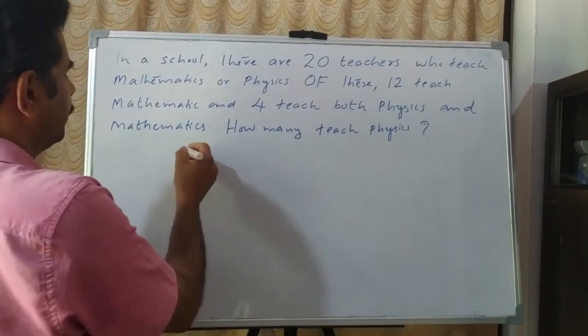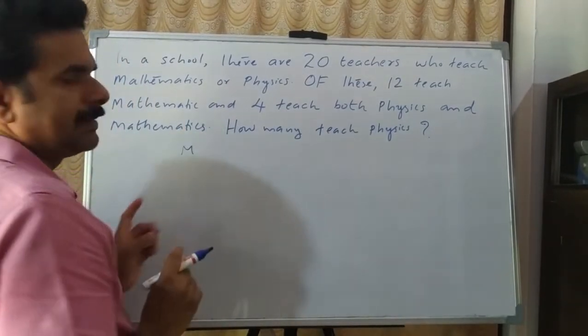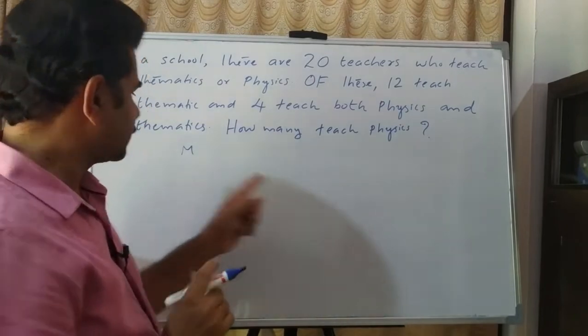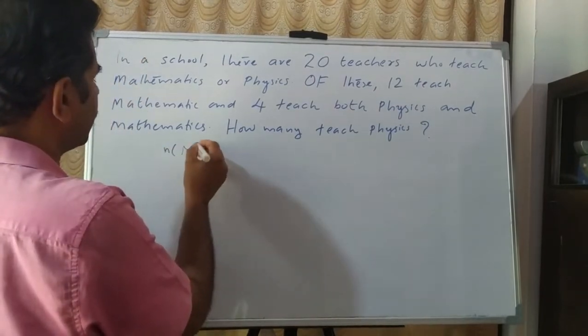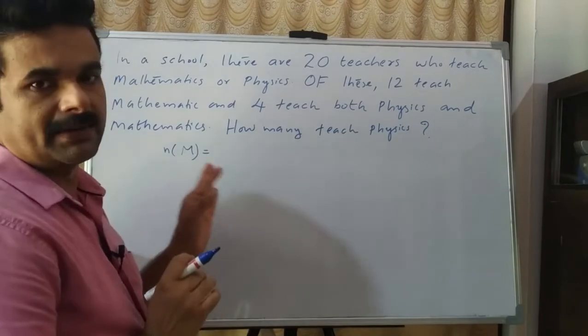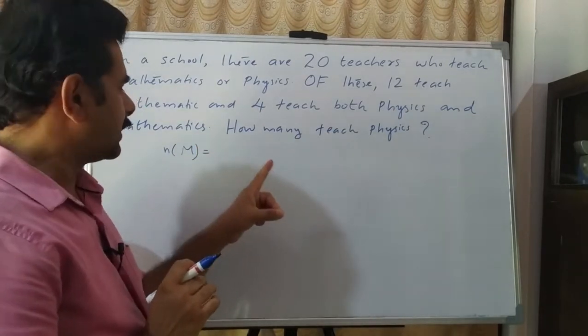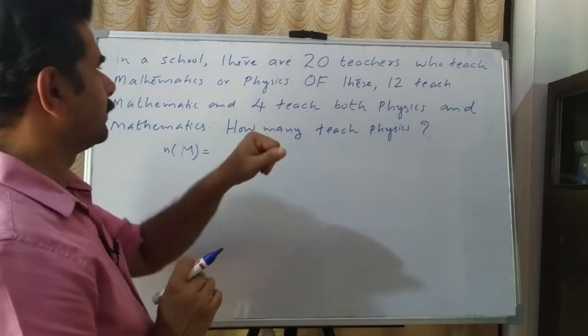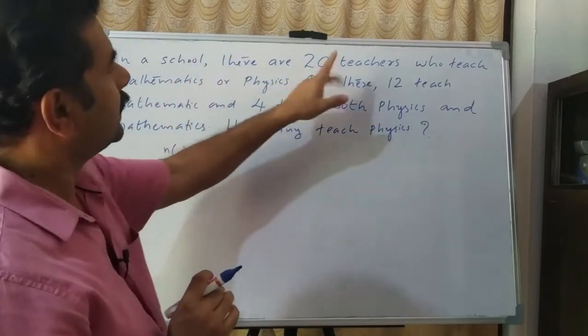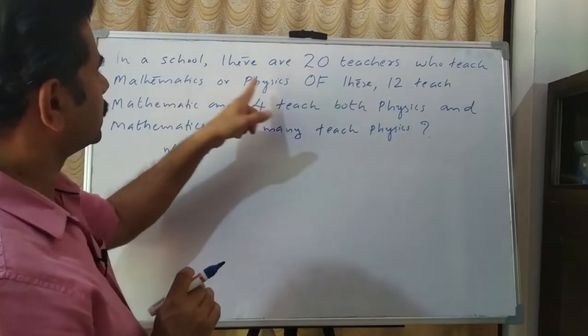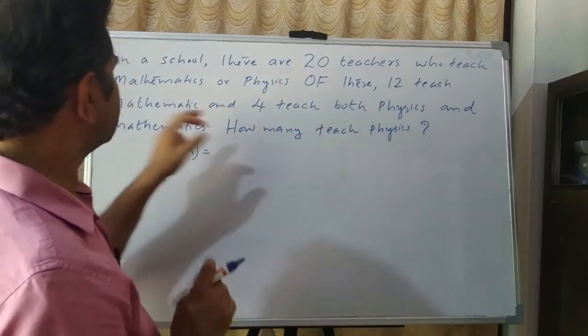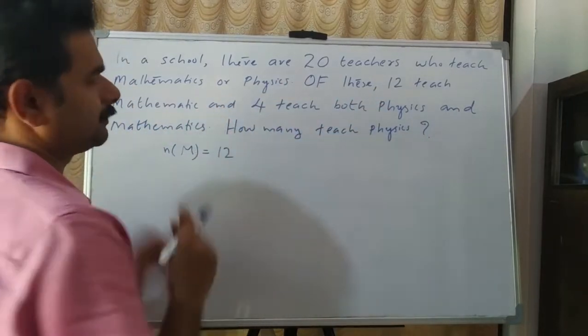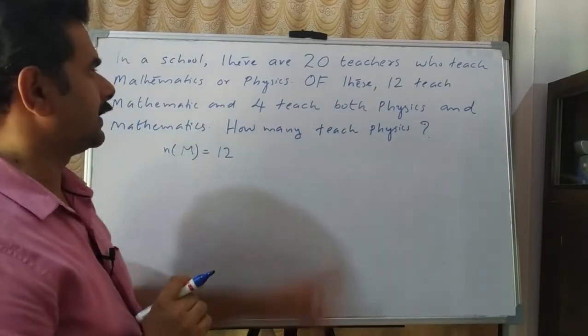Let M be the set for mathematics. Then what about n of M? n of M means the number of teachers who teach mathematics. In a school, there are 20 teachers who teach mathematics or physics. Of these, 12 teach mathematics. Clear? 12 teach mathematics.